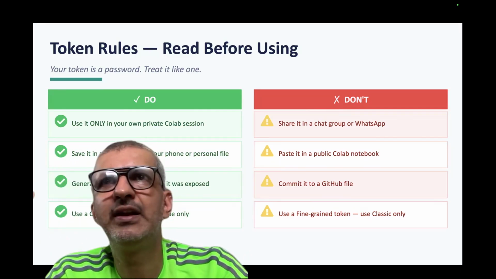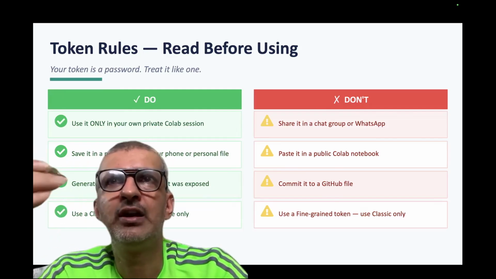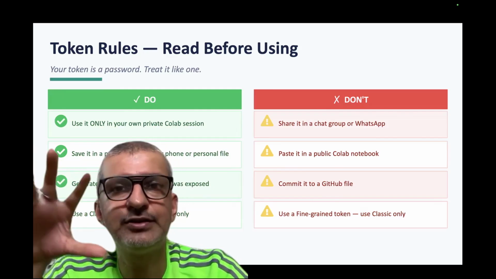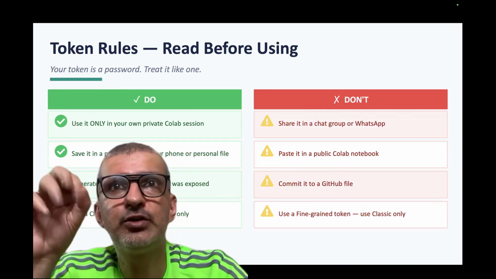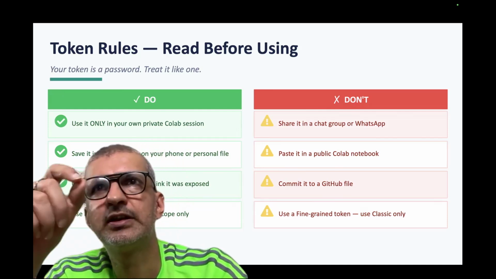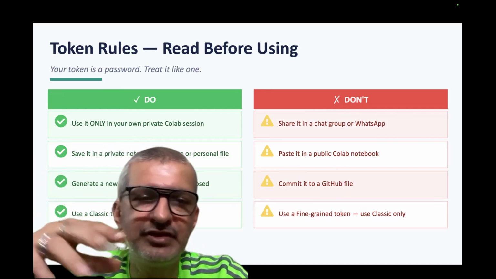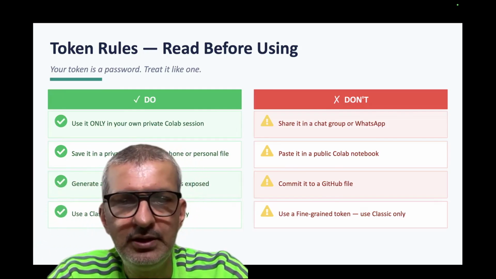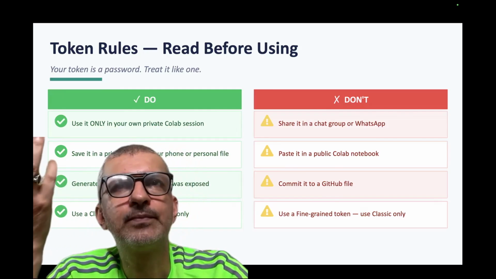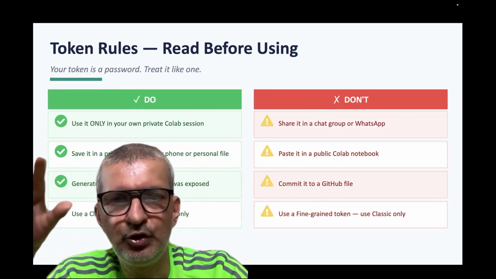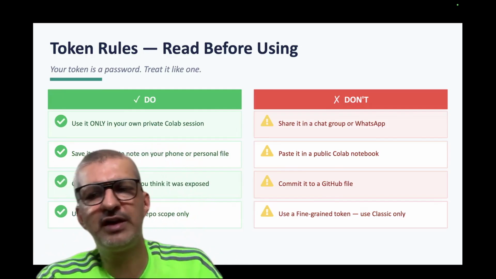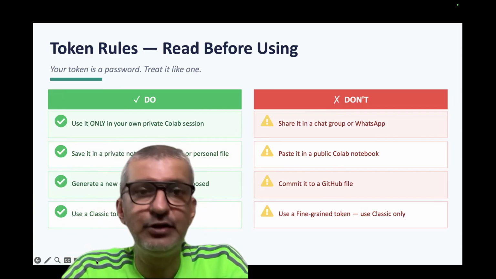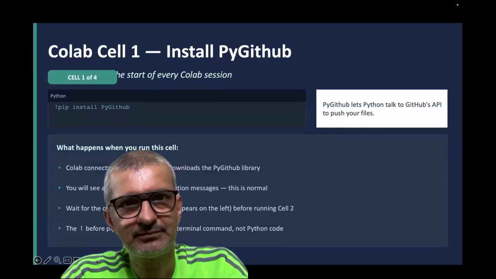If you give your token to an LLM, it will say always change that token, generate a new token because it is compromised. Don't commit it to a GitHub file. It should not be seen in the GitHub file. Otherwise, people might misuse it. And use a classic token with repo scope only. Okay, only for repository. Don't use a fine-grained token. Use classic only. That is for advanced users. So these are the token rules that you need to be careful about.